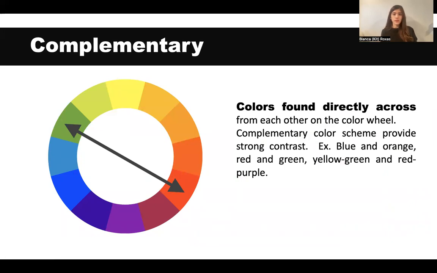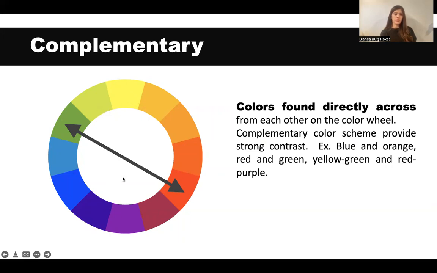Next is the complementary color scheme. Complementary colors are colors that are found directly across each other on the color wheel, the opposite of a color. So for example, the one across green on the color wheel is red. You don't really need to memorize. Later on you will get used to it and remember the colors that complement each other. But it's always easier to use a color wheel to remind you of the colors that complement each other.